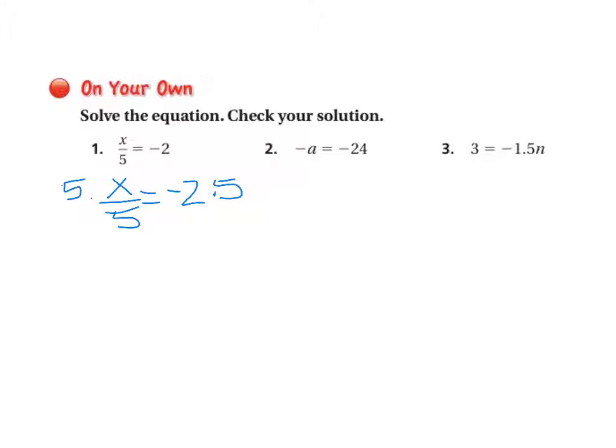So 5 times 1 over 5 equals 1. So we're left with an x on the left. Negative 2 times 5 equals negative 10.